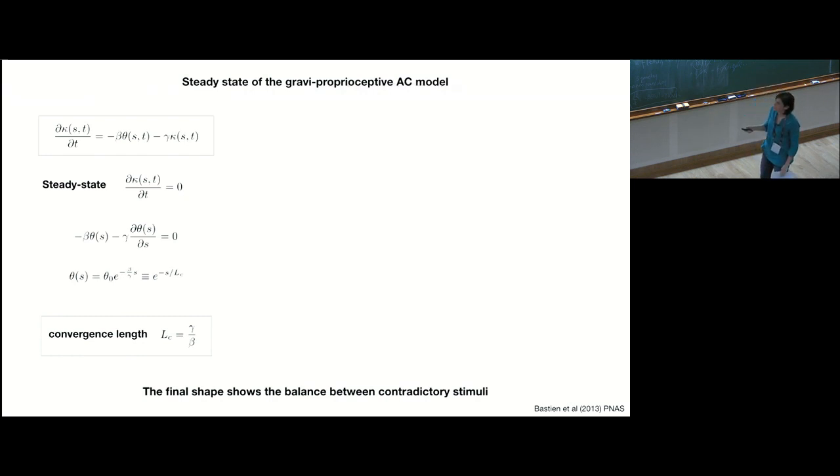And I can define L_C, which is a convergence length, so that it encapsulates beta and gamma. You see that if s is a spatial parameter, then L_C also has to give me a distance. So this also tells me the dimensions. I mean, it works with the dimensions anyway, of course. So what is this convergence length?